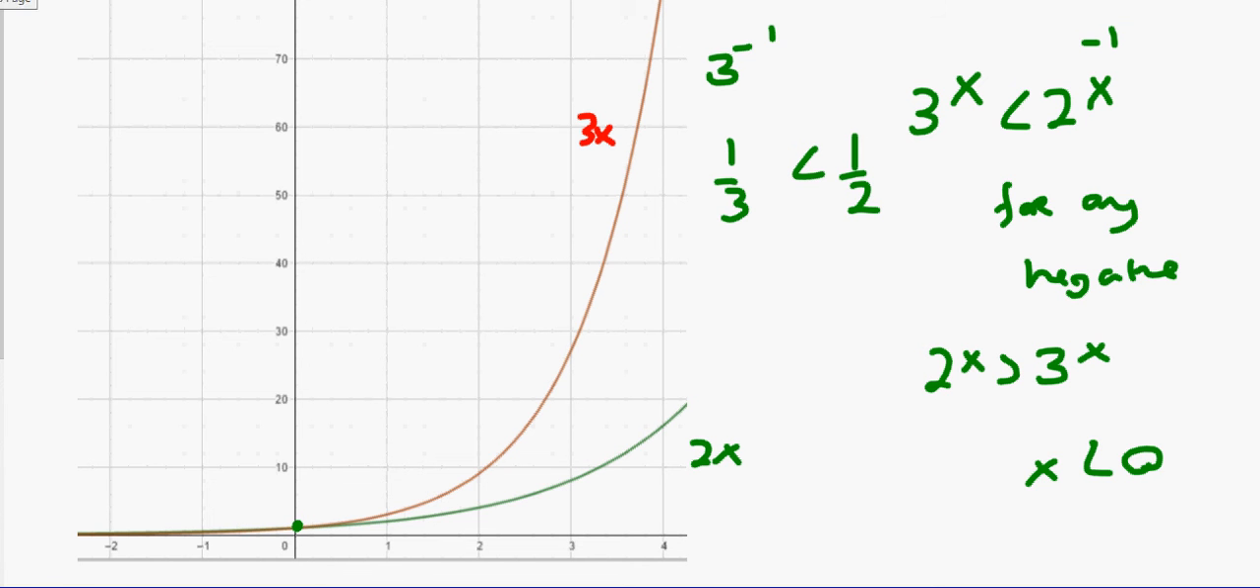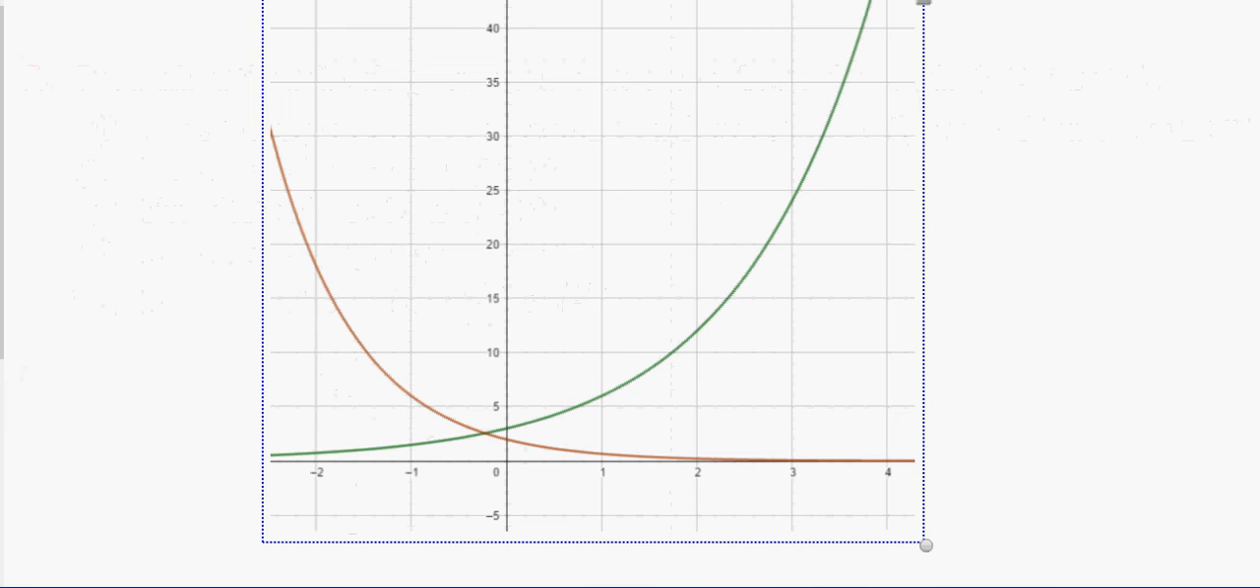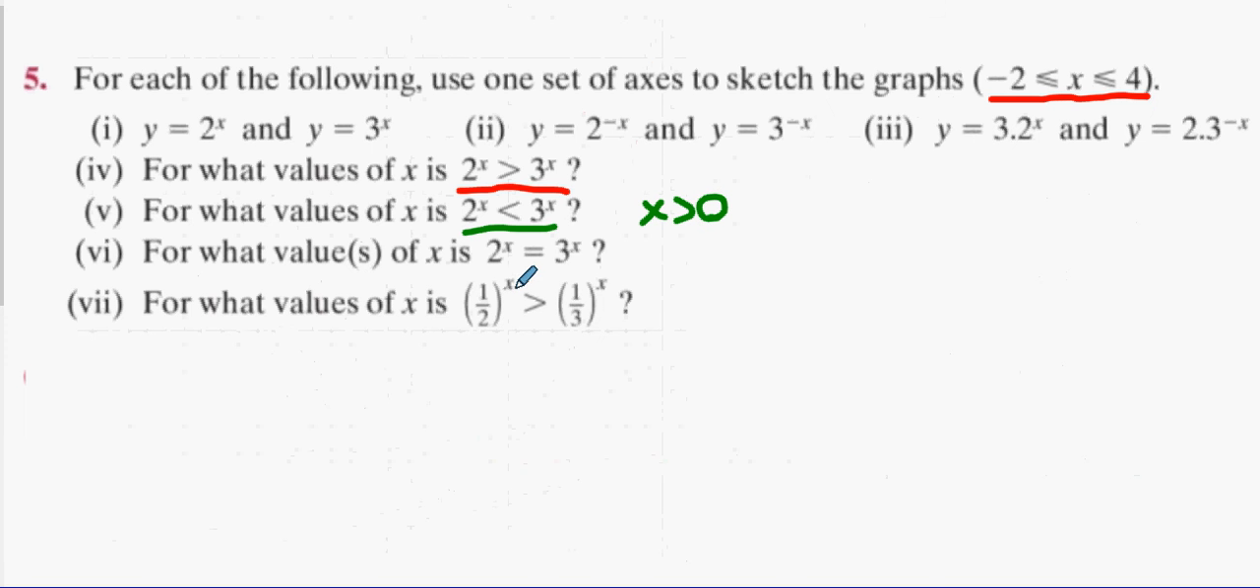Alright, let's have a look at your next question then. For what values is 2 to the power of x smaller than 3 to the power of x? Anything bigger than 0. It's very obvious to see that the red line is above the green line for any x value bigger than 0. Let's go back. For what value is 2 to the power of x equal to 3 to the power of x? x equals 0.